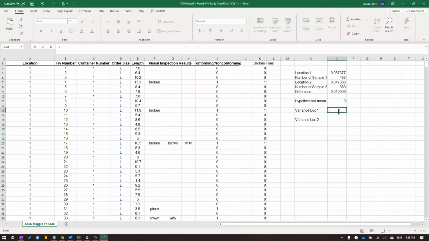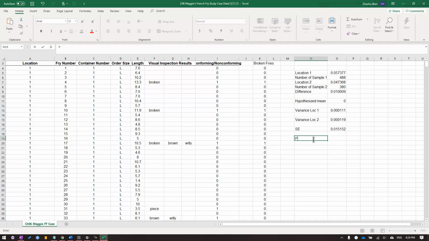Now I'm ready. So P multiplied by 1 minus P, divided by sample size. Another one, multiplied by 1 minus this value, divided by the sample size. These two tell the variance. Now I'm ready to calculate standard error. It's going to be the square root of this one plus this one.